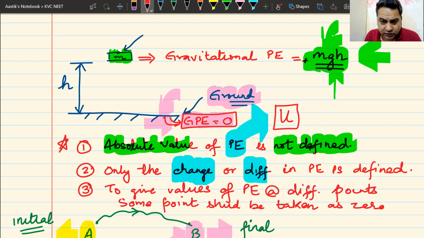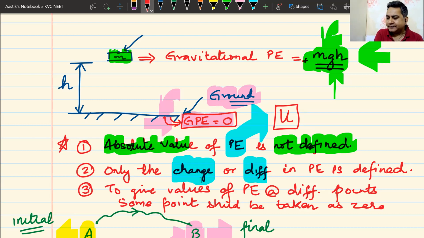If you want to give the values of gravitational potential energy or spring potential energy or electrostatic potential energy, you must assume there is a zero somewhere. It may not be the real zero. It may be your made zero. What do you mean by your made zero?